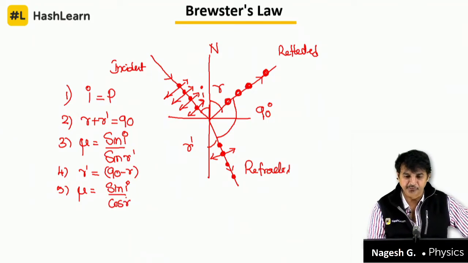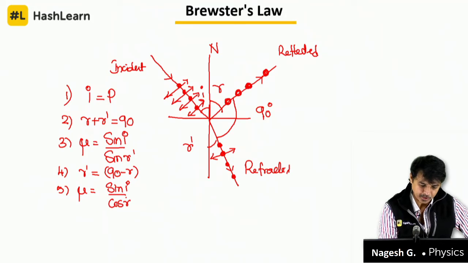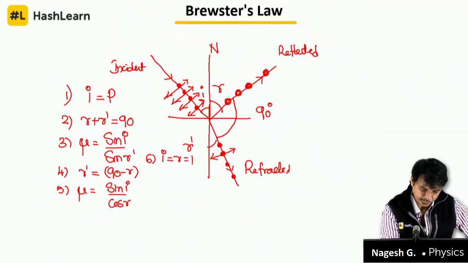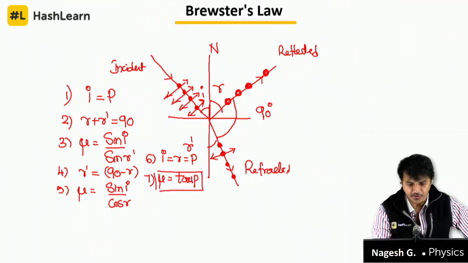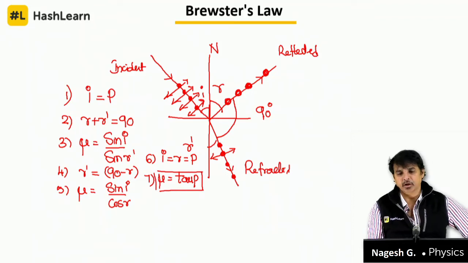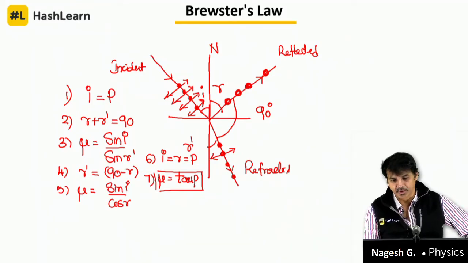But as per the laws of reflection, angle of incidence and angle of reflection are equal. But I is equal to r, that is equal to angle of polarization p. Therefore, mu is equal to sin p by cos p, that is equal to tan p. This law is called Brewster's law. The refractive index of a medium is equal to tan of polarizing angle.